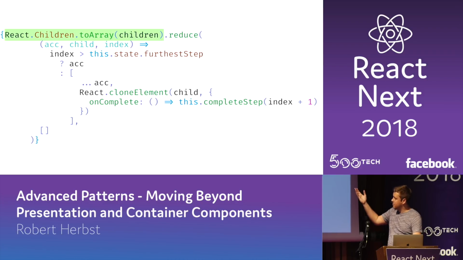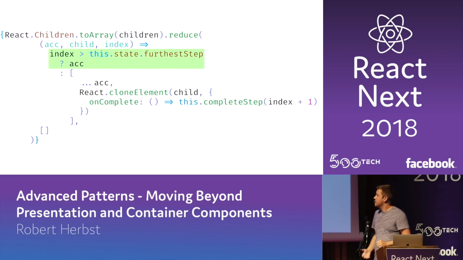So we're going to do that to our children, which is the step components, and then we're going to do a reduce function over them. The first part of the reduce function is just going to check, based on the furthest step we're on, should we show this step or not. So we're going to go through each step and check, are we on this step? Are we past the step? If we're not on or past the step, don't render the step. Just return what was previously the result of the reduce function.